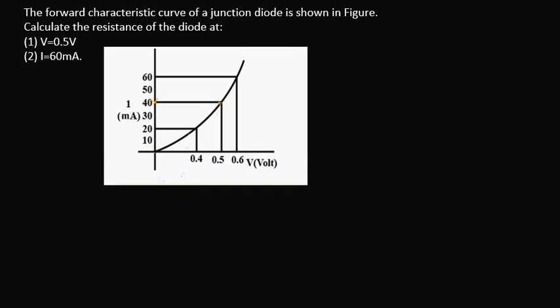The forward characteristic curve of a junction diode is shown in figure. Calculate the resistance of the diode at V equal to 0.5 volt and I equal to 60 milliampere.